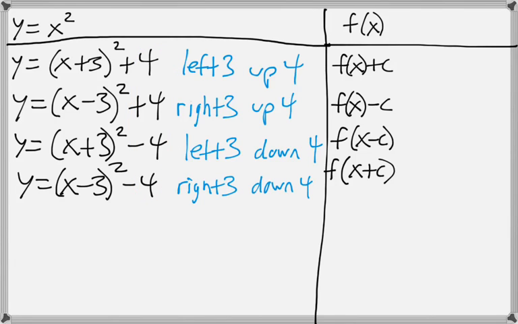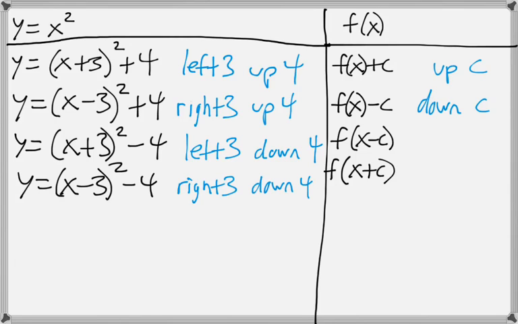Now, they're not all with x squared, so it could be with really any function. And that's what the next part is showing. If you just have a generic function f of x, so it's not specifying that it's x squared, if you add c, and this is adding c to the outside of the function because it's not on the inside of the f of x, you're shifting it up c units. If it's minus c, you're shifting it down c units.